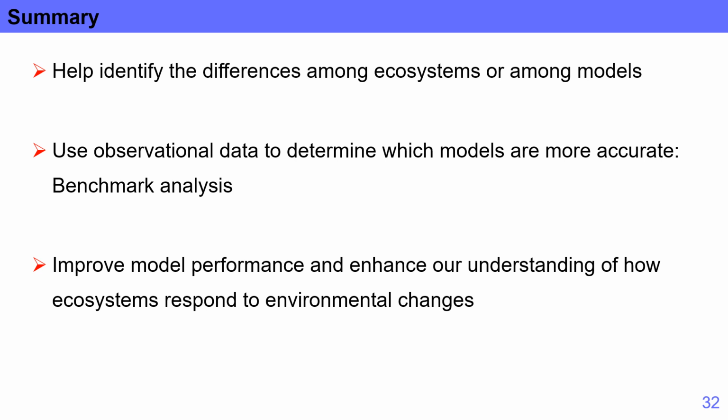Once we know where the models don't agree with each other, we can then use observational data to determine which models are more accurate than others. That is the focus of benchmark analysis, which will be introduced in the next lecture. The goal of the transient traceability framework is to help improve model performance for more reliable predictions and to enhance our understanding of how terrestrial ecosystems respond to environmental changes.